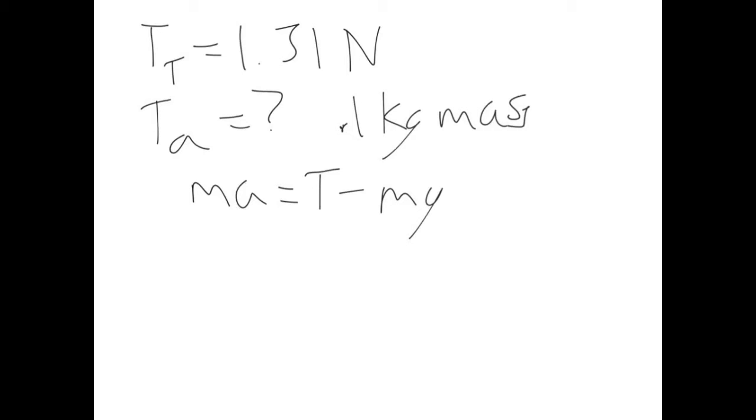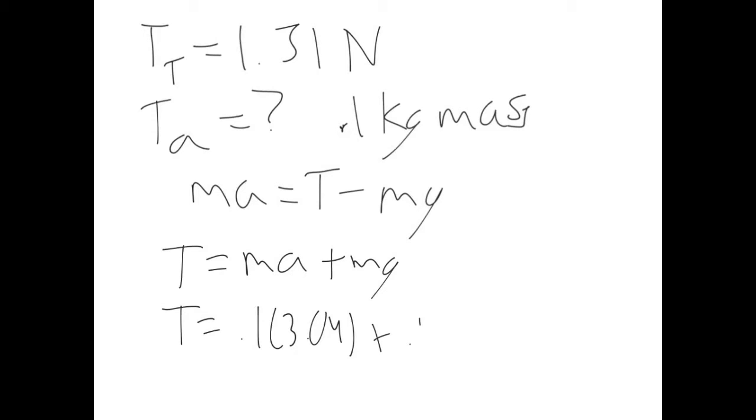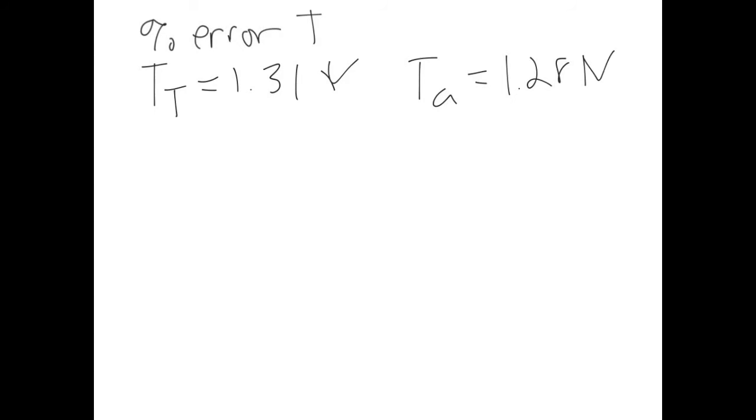Using our equation ma equals T minus mg for the 0.1 kilogram mass, we can rewrite this as T equals ma plus mg. Now, plugging in our values from earlier, we can get that T equals 0.1 times 3.04 plus 0.1 times 9.8, which you can just happen to know offhand like I do, equals 1.28 newtons. So now, we're going to find the percent error in our tension. What we need to know is that our theoretical tension was 1.31 newtons, and our actual was 1.28 newtons.